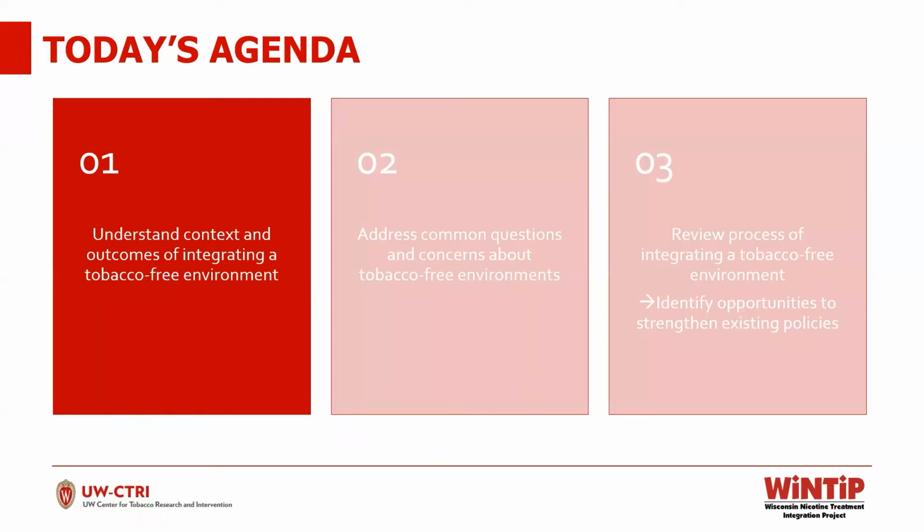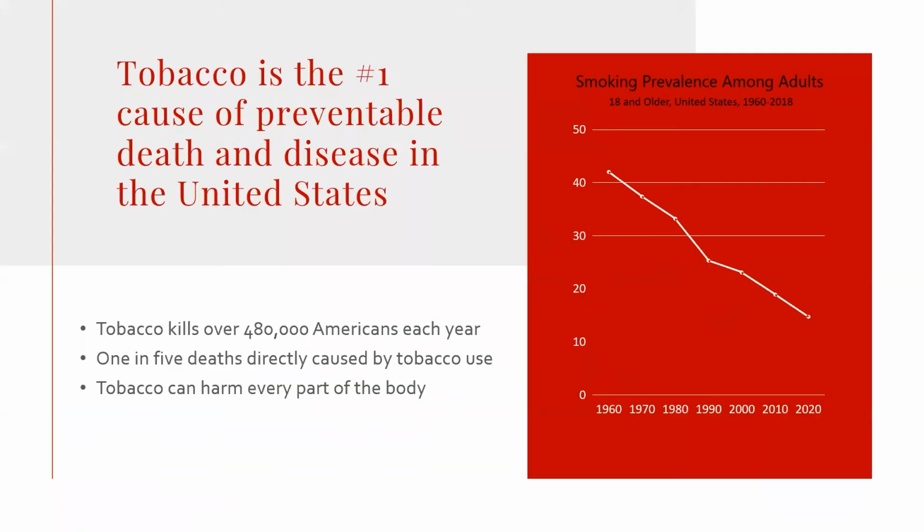So we'll get started with our background and context. The reason that we're all here having this discussion today is that tobacco continues to be the #1 cause of preventable death and disease in the United States. While we have seen significant progress in terms of addressing tobacco use prevalence rates in the US adult population, we still see significant harm. Each year, tobacco kills almost 500,000 adults in the United States. That's about 1 out of every 5 deaths that's directly caused by tobacco use. And this is true because tobacco can harm every part of the body. It's not limited just to the lungs, but the heart, the brain, the skin, every organ and part of the body is impacted by tobacco use.